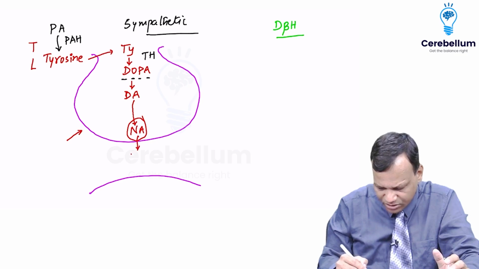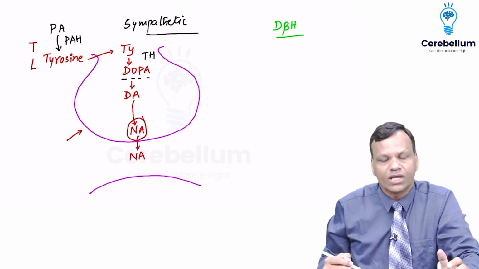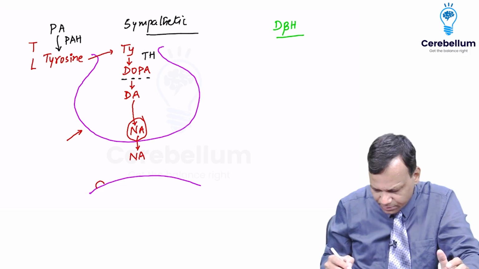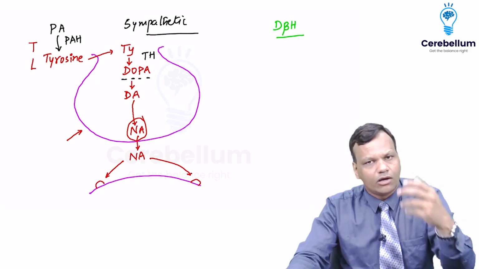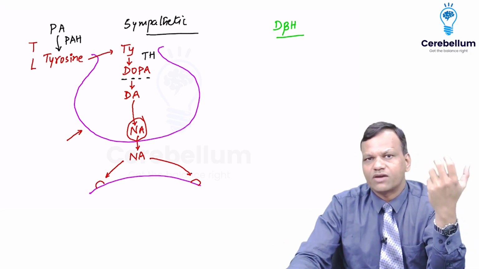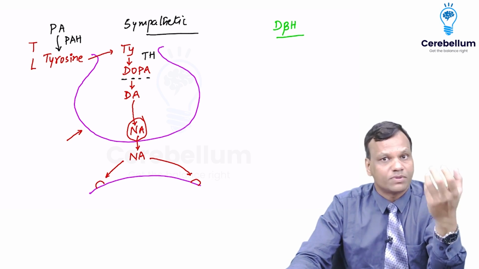Noradrenaline is released, exocytosis occurs. Now this noradrenaline will work on the receptors. Whichever receptors are present, they will be stimulated. Now we know that no substance keeps on working forever, so we have to stop the action also.